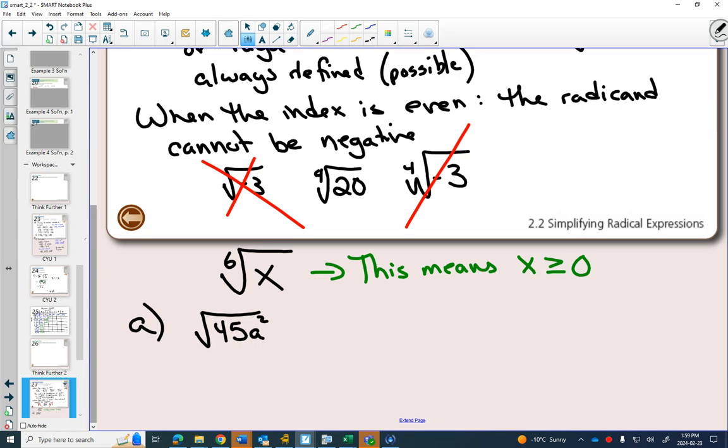Oh, am I looking at the wrong one? I was looking at 4. The square root of 27x squared. Well, basically the same idea, just instead of an a, we have an x.